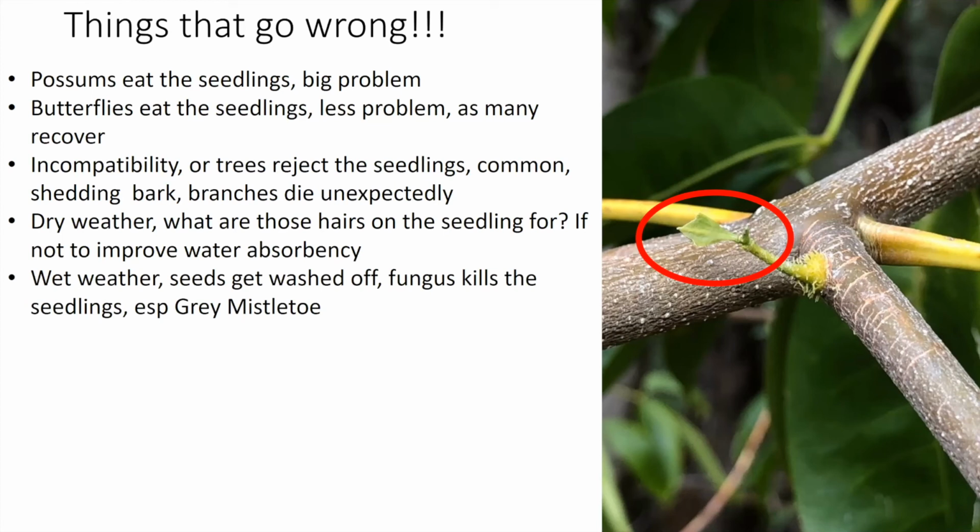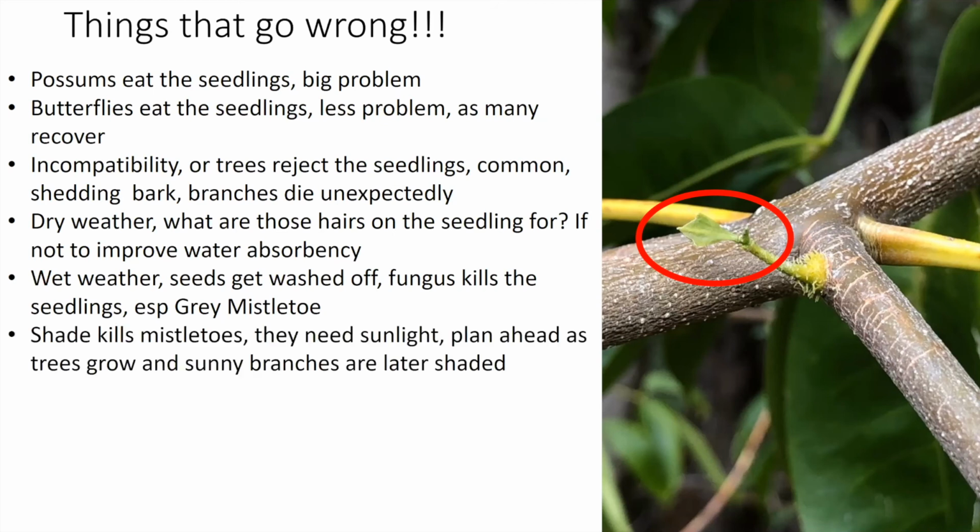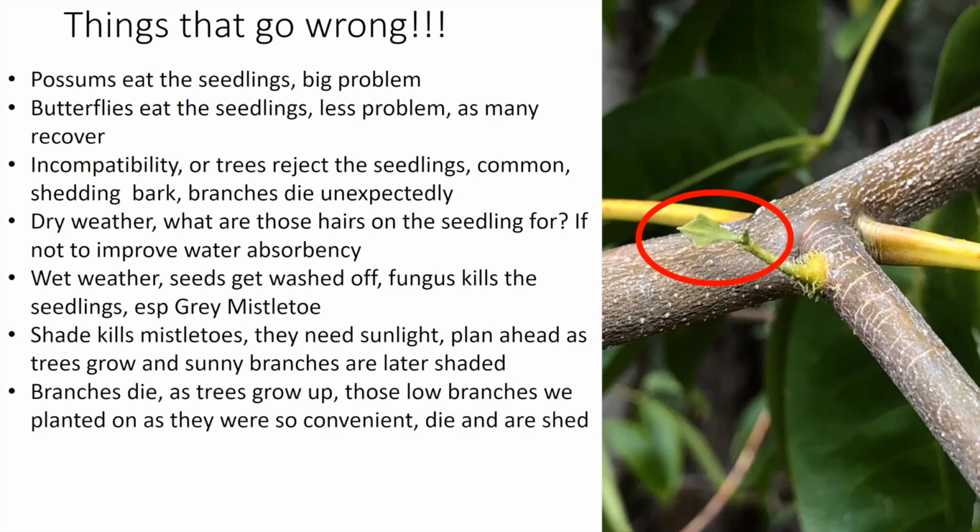Wet weather can be a problem. Seeds just get washed off, especially the inland mistletoes. They seem to form a gel around them. They absorb all the water they can from rain because rain's not common out there and they need the water, but then they just get washed off. And other times fungus kills grey mistletoe seedlings. Shade kills them. They need sunlight. So plan ahead. When you put them, hopefully sun will still be there in 3 or 4 years' time.